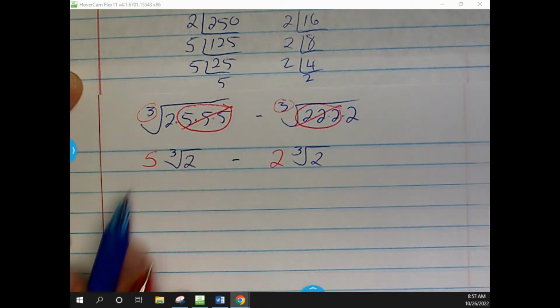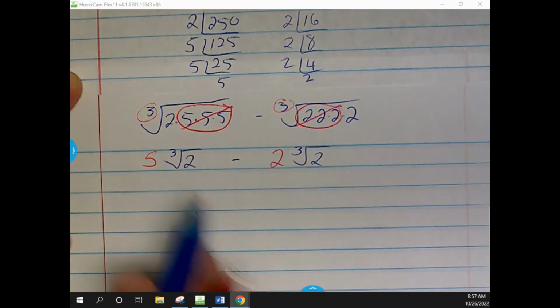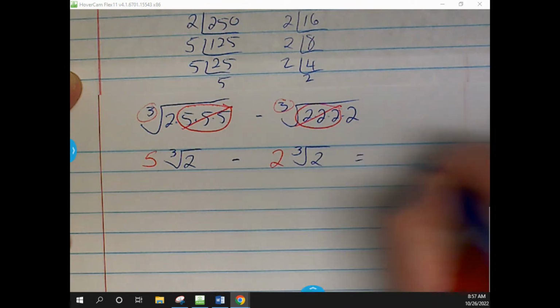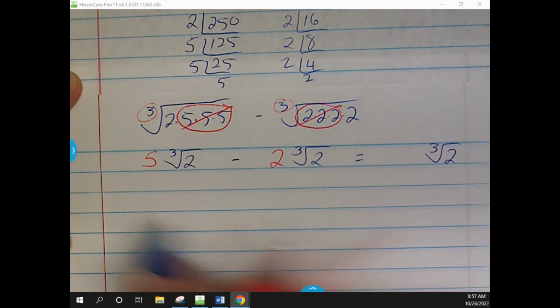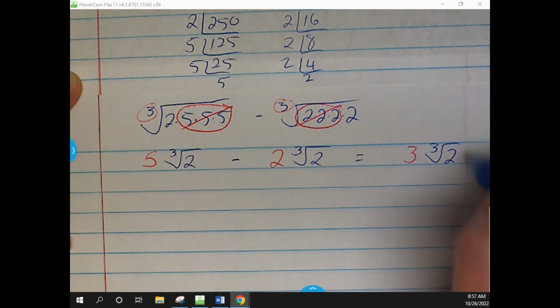So now we're left with 5 third root of 2 minus 2 third root of 2. Now the indexes are obviously the same, and the radicands are the same now. So basically then we can make this thing out to be 5 minus 2, which would be 3 third root of 2.